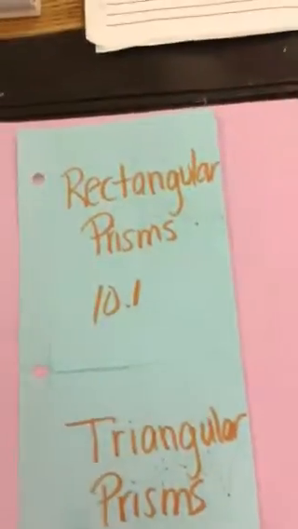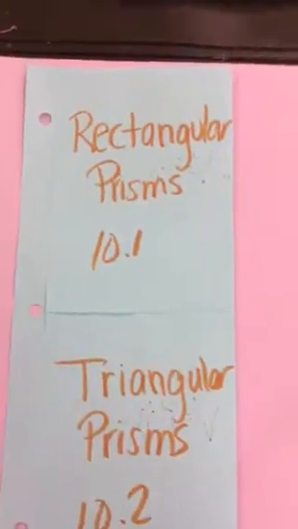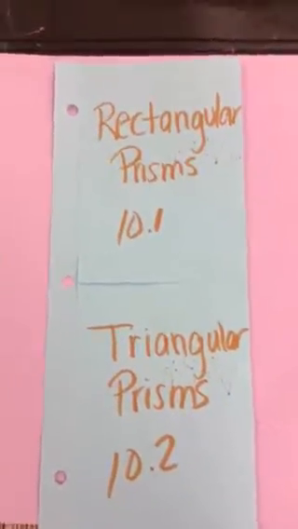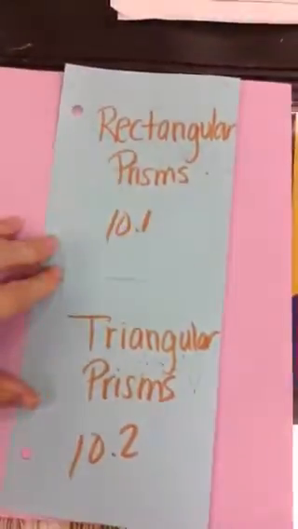Alright guys, this is something that's going to be a little bit new for me. I'd like to go ahead and do a video on our foldable that we did in class, and for those of you that were absent, this is what we're going to end up having. It'll be on rectangular prisms and triangular prisms, and we'll have all kinds of notes on the inside.